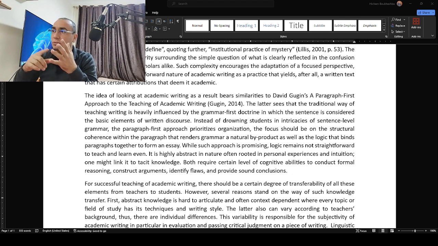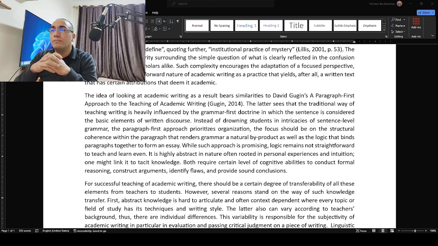prioritizes organization. The focus should be on structural coherence within the paragraph that renders grammar a natural byproduct. So it's not the grammar that we should focus on, but ideas, as well as the logic that binds paragraphs together to form an essay. Now, while such an approach is promising, of course, logic remains not straightforward to teach and even to learn.